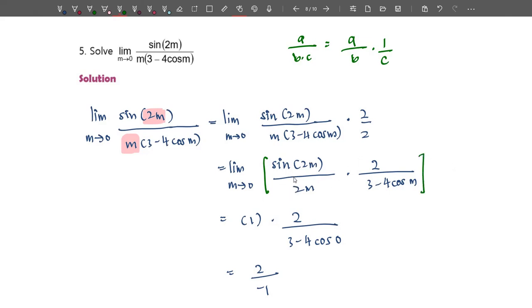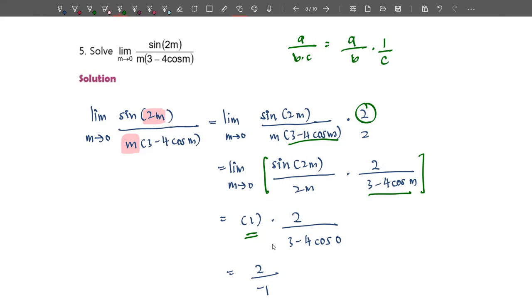accordingly. This one is the pairing. Okay, that means sine 2m should be divided by 2m in order for it to can be written as equal to 1. And these here are the remaining functions that we do not include in this term. Okay, so there are 2, this one, the 2 here, and then 3 minus 4 cos m, as you can see, this one. And 2 is not written here because we have used it in this pairing.